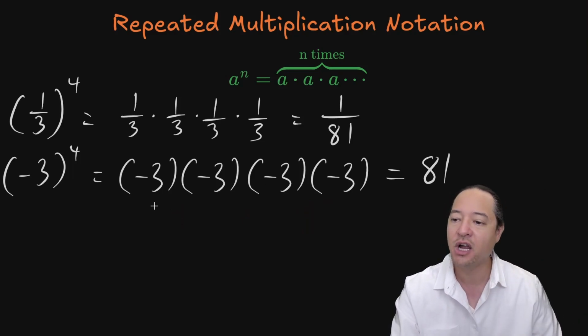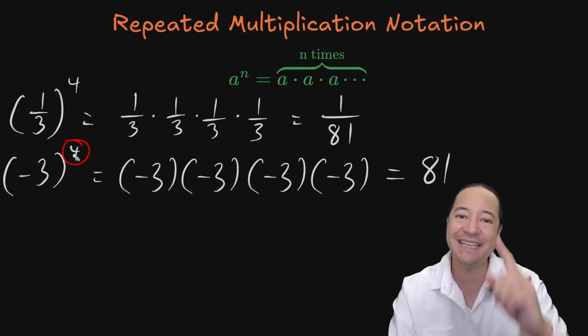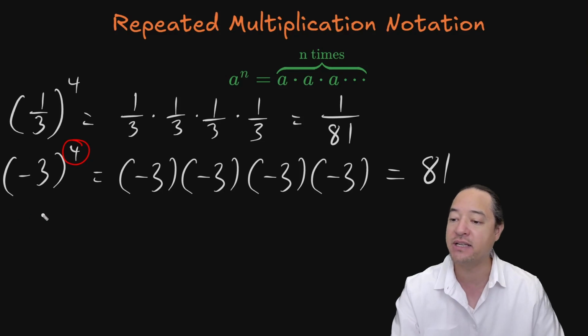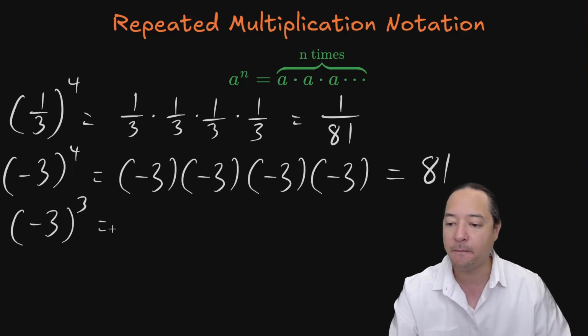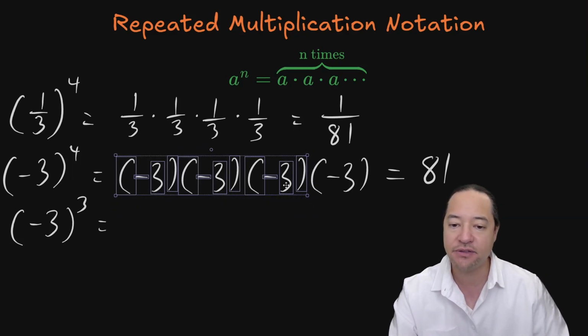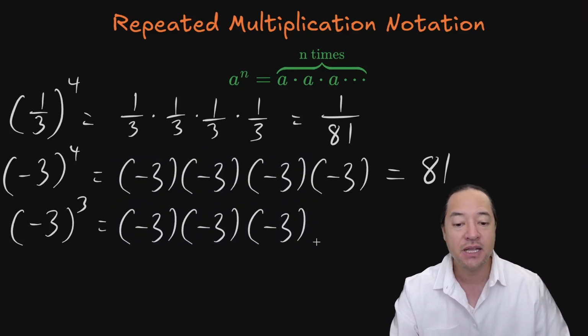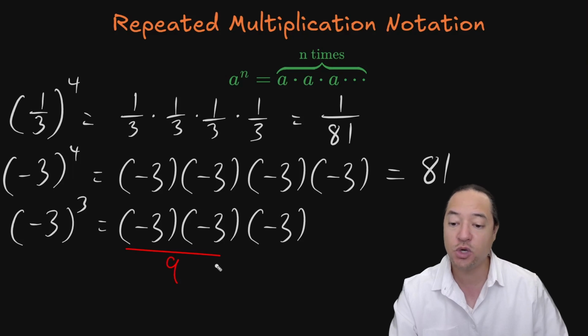Why did it disappear? Well, it disappeared because we had an even number here for the exponent. Imagine if we had an odd number. How about negative 3 to the third power? Well, here what we would get then is we'd have 3 of these negative 3's, right? So for this first one, this would be positive 9, but now we're multiplying that by a negative 3. So 9 times negative 3 is going to equal negative 27.